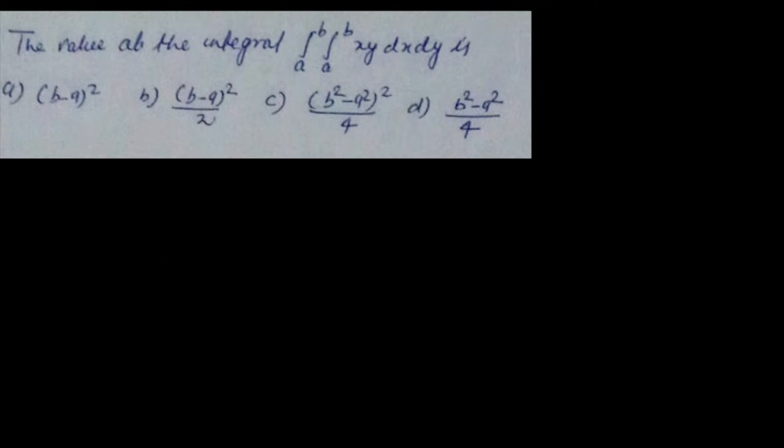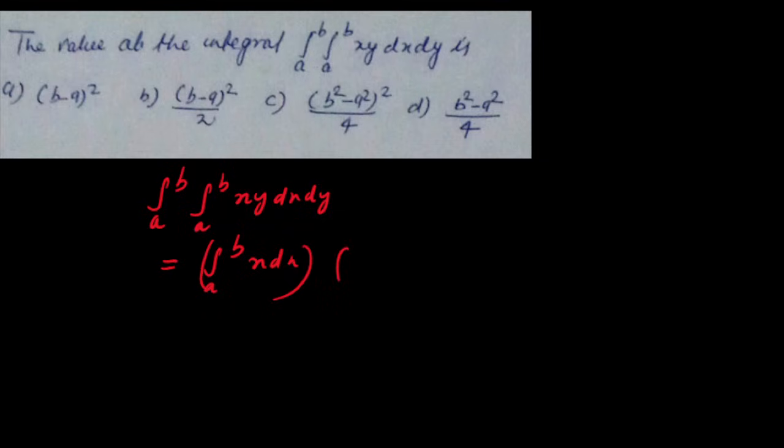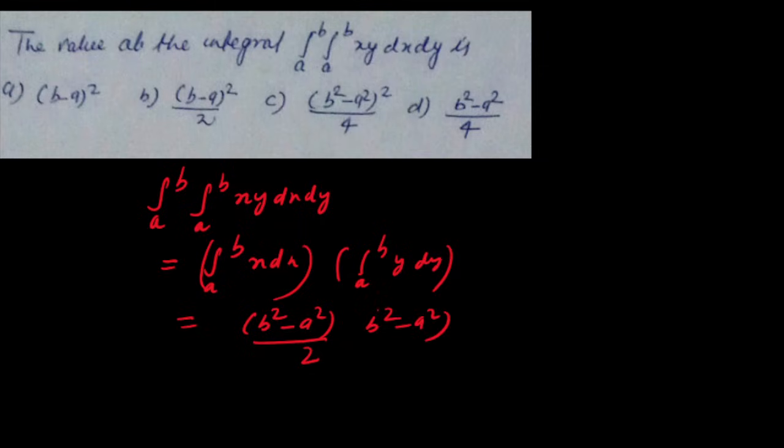Now this question, again we have to integrate a to b and a to b xy dx dy. As I can see that both the limits are constant, I can write integral a to b x dx and integral a to b y dy. So this will give me what? x square by 2. If I put the limit, it will give me b square minus a square by 2. It will also give me b square minus a square by 2. So the correct option will be this.